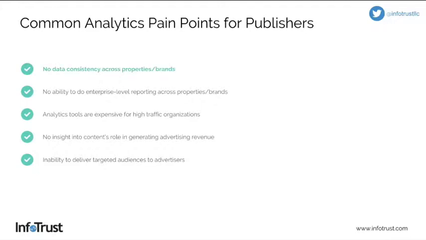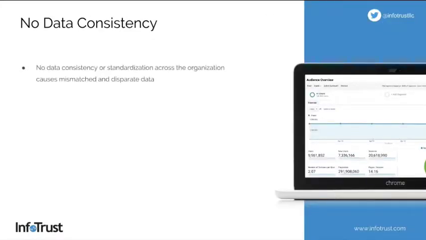So let's get into the first one here, no data consistency across properties and brands. I think I mentioned, this is one of the biggest issues that we will see when we're working with media companies. We'll first get started with the companies and they'll say, okay, we have, let's say 20 different properties in the US. And really none of them are on a standard architecture. We have, in the case of Google Analytics, 5 custom dimensions set up for half of them, and 25 custom dimensions set up for the other half. There is a lot of differences in the actual data that's being collected.